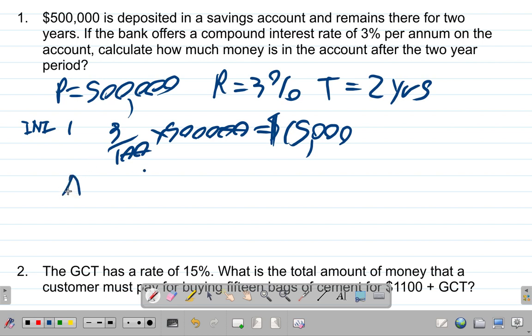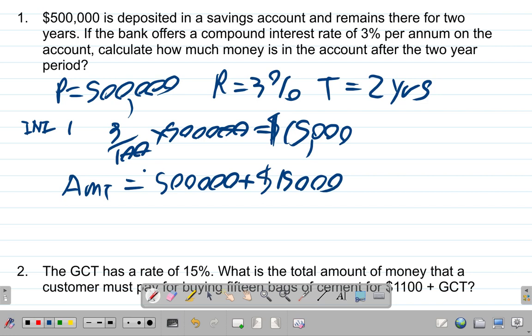Now the amount you have is the $500,000 plus the $15,000. So that will be $515,000. Good. Now, interest 2.